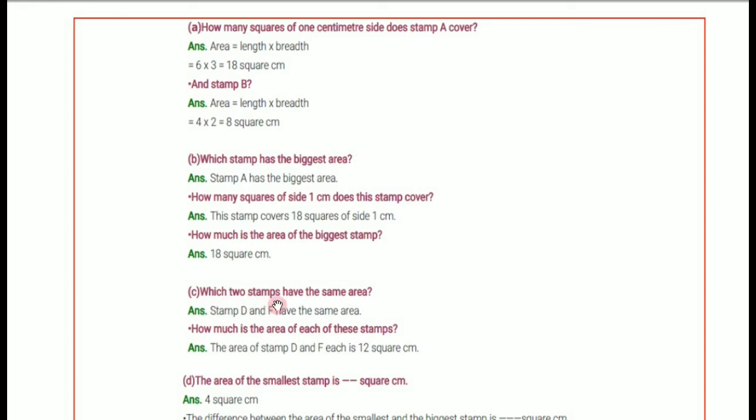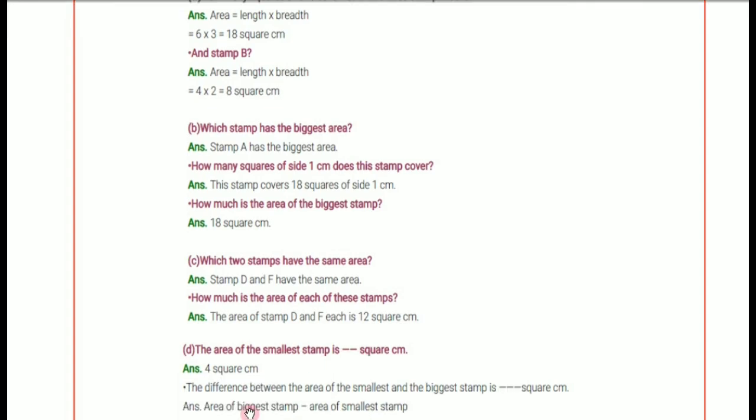Then which two stamps have the same area? So the answer is stamp D and F have the same area. How much is the area of each of these stamps? The area of stamp D and F each is 12 square centimeter as we have seen before. And the area of the smallest stamp is dash square centimeter, as we have seen in the picture, and we have calculated the smallest area is 4 square centimeter.